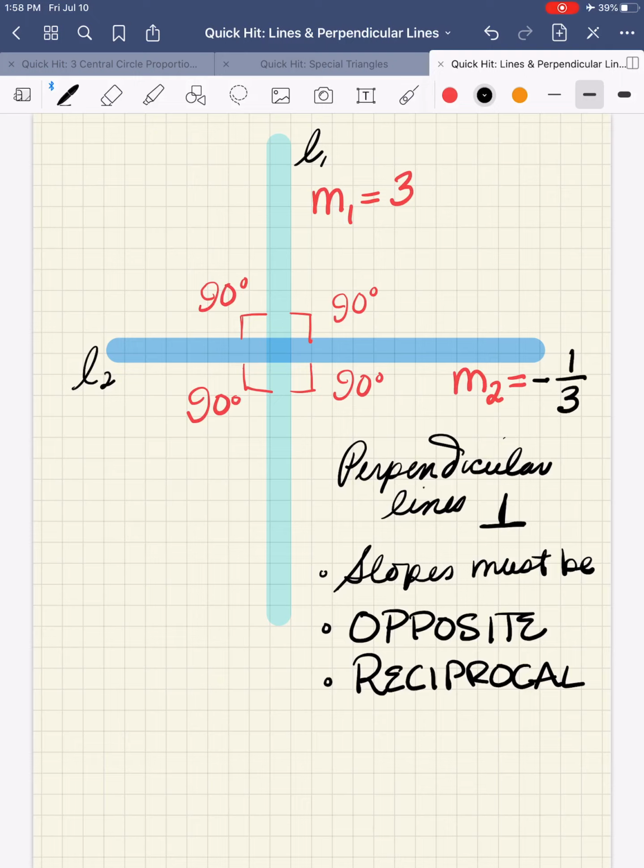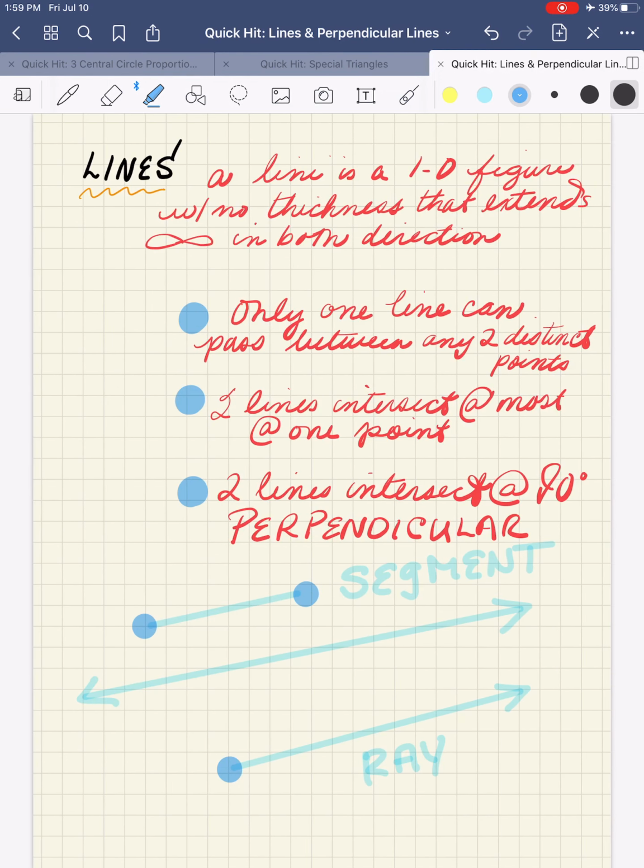Not just negative, or opposite, and not just the reciprocal. Perpendicular lines have opposite and reciprocal slopes. Notice this is negative, that's positive, and then this is the reciprocal of that. That's all you need to know about perpendicular lines and lines in general.